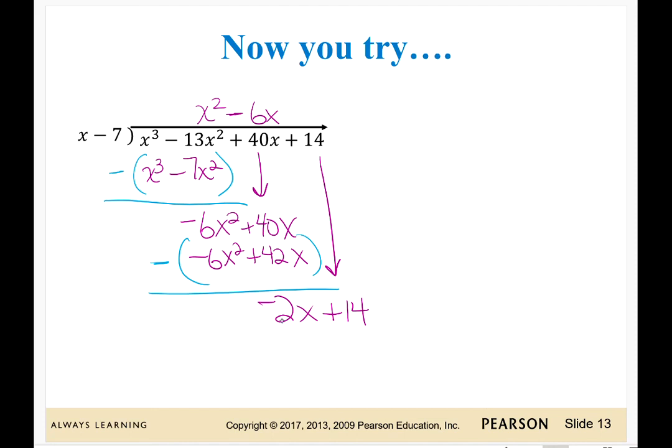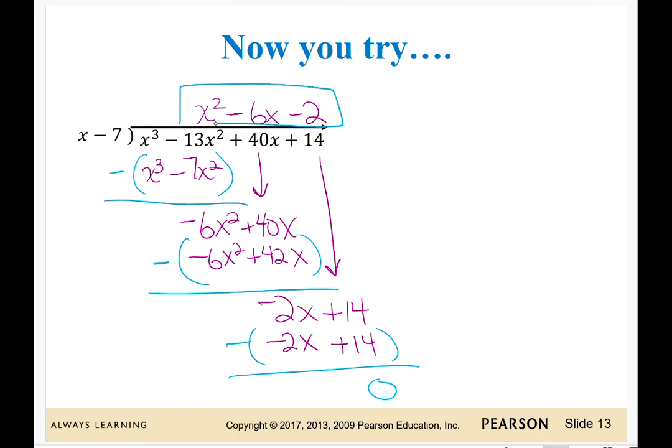So x times negative 2 would give me that negative 2x. So negative 2 is going to go here. Negative 2 times x is negative 2x. Negative 2 times negative 7 is positive 14. I'm going to subtract all that, and that's all going to go away. So I have no remainder. So this one was rather nice. My quotient came out to be something very nice and pretty. So let's double check it.